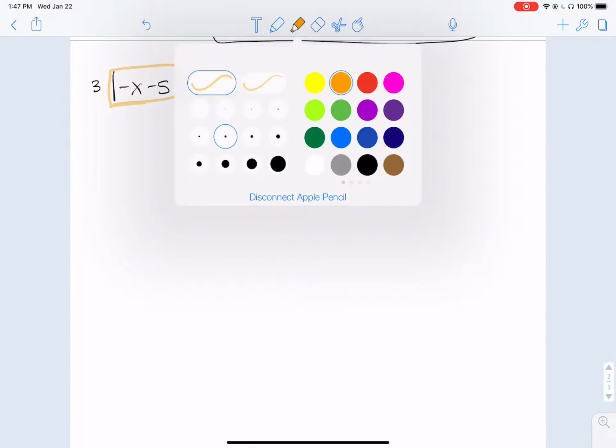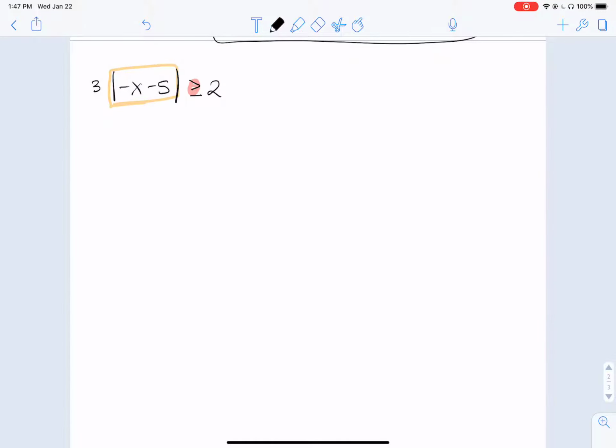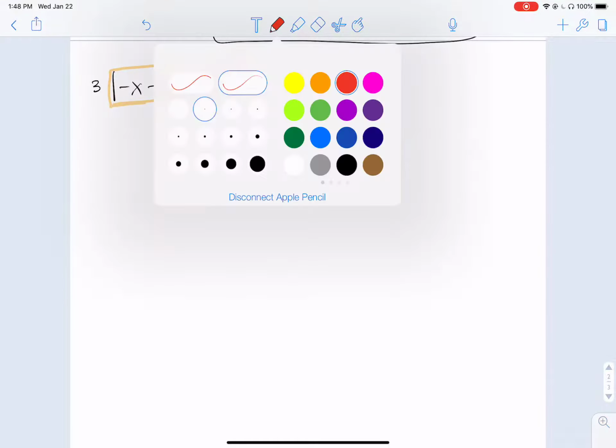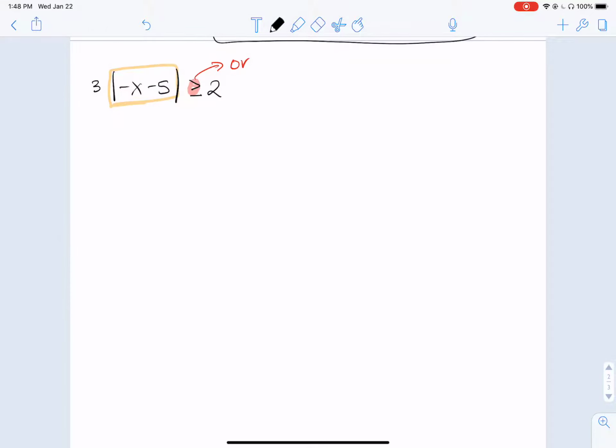Now for number 3, we have the absolute value of negative x minus 5 greater than or equal to 2. Again, since the absolute value is isolated, this inequality is an OR compound inequality. So we're going to create two cases. We start with negative x minus 5 greater than or equal to 2, or negative x minus 5 less than or equal to negative 2.